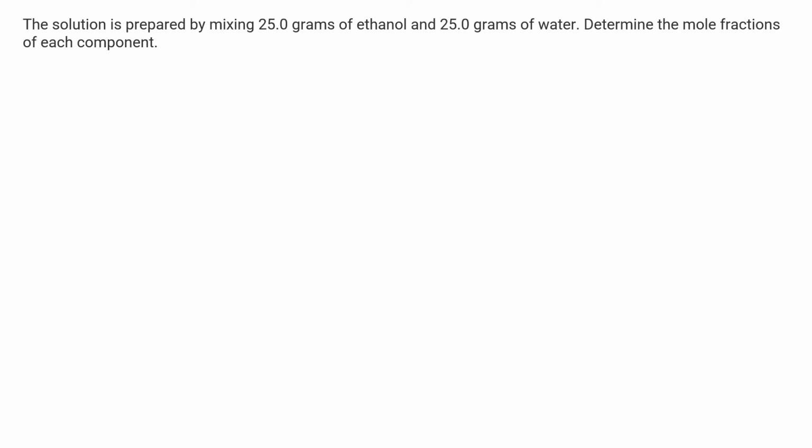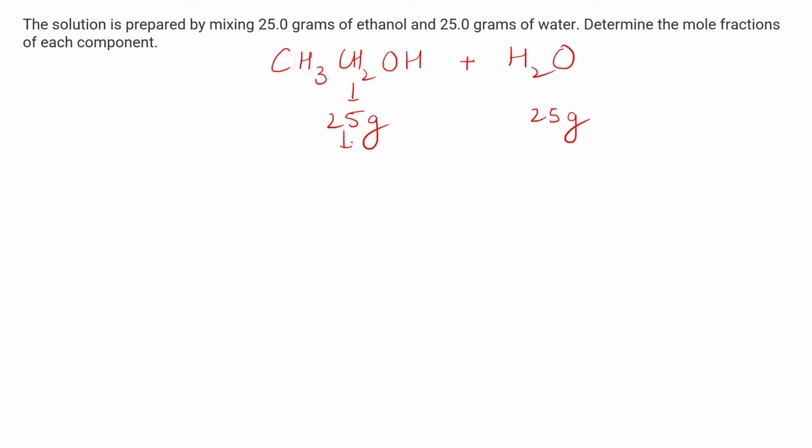The solution is prepared by mixing 25 gram of ethanol, 25 gram of water. Determine the mole fraction of each component. That means you need to calculate the mole fraction of ethanol and water. So here it is the binary solution again. CH3CH2OH, you have ethanol plus water. Two components you have. 25 gram of this is provided, 25 gram of water is provided.